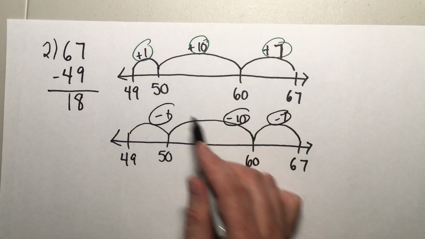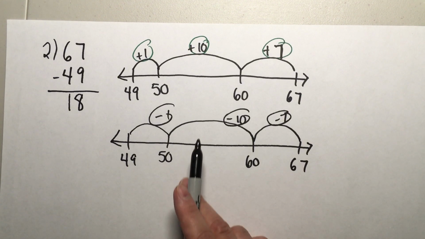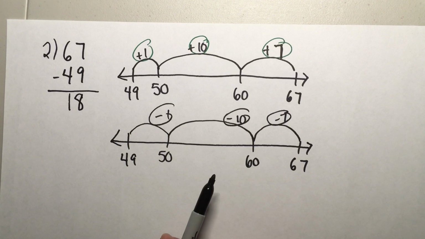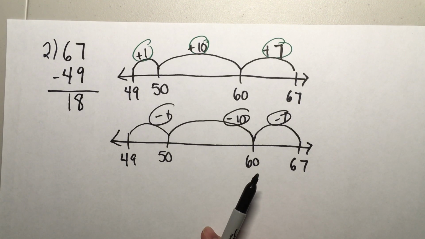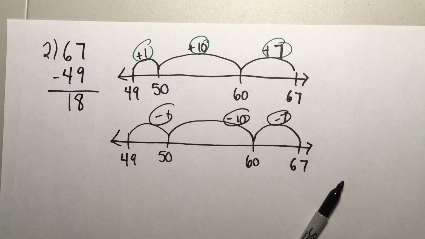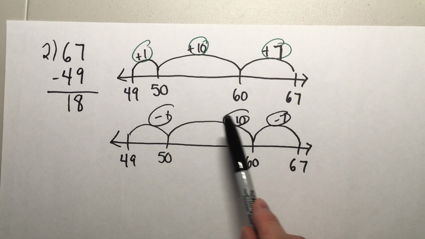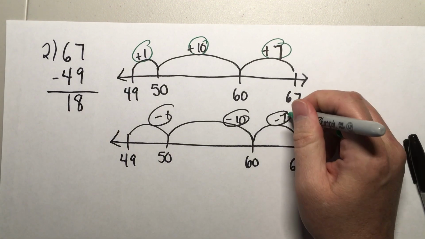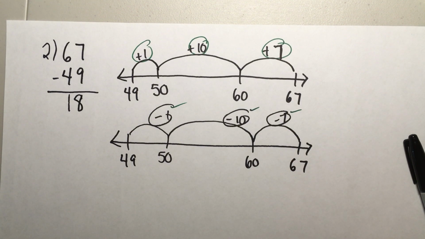If you actually compare these two number lines, take a look at how it almost mirrors itself, just going forwards and backwards. That's all. Okay. All right. So we have 7 plus 10 plus 1 equals 18. Same answer. Okay. The difference.